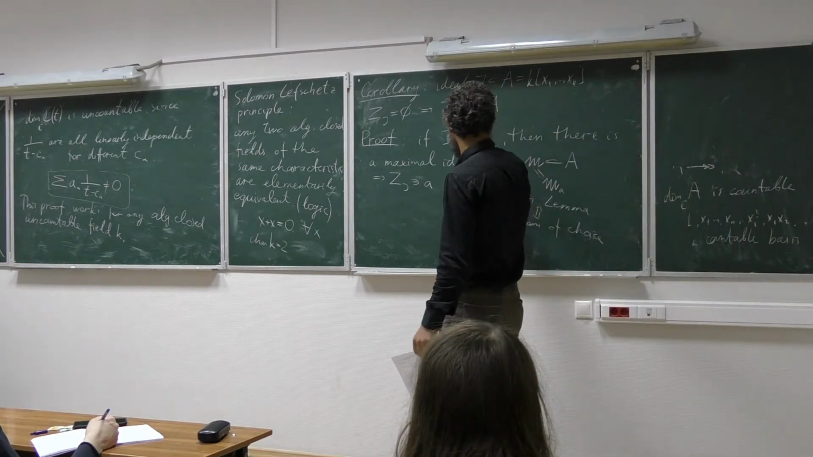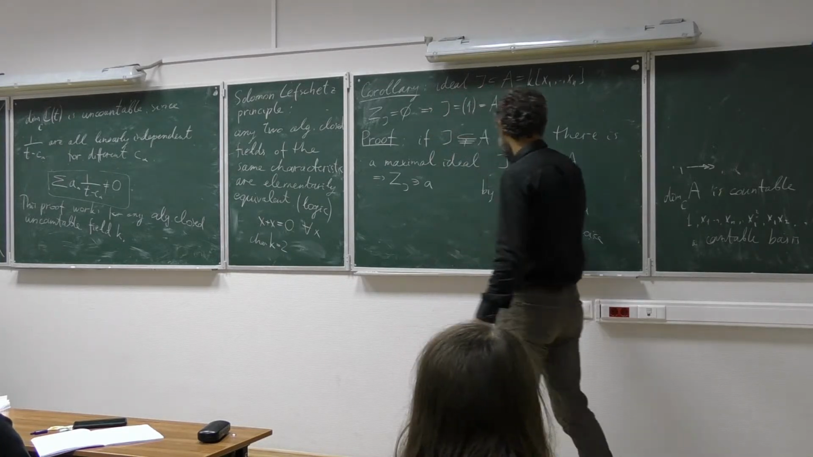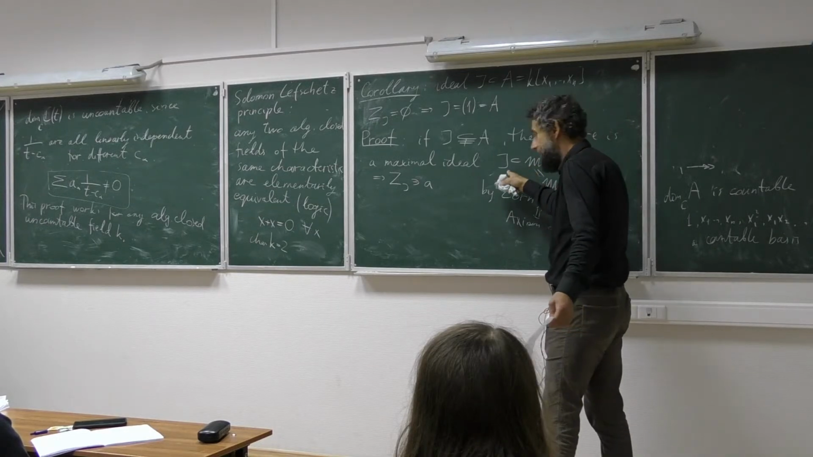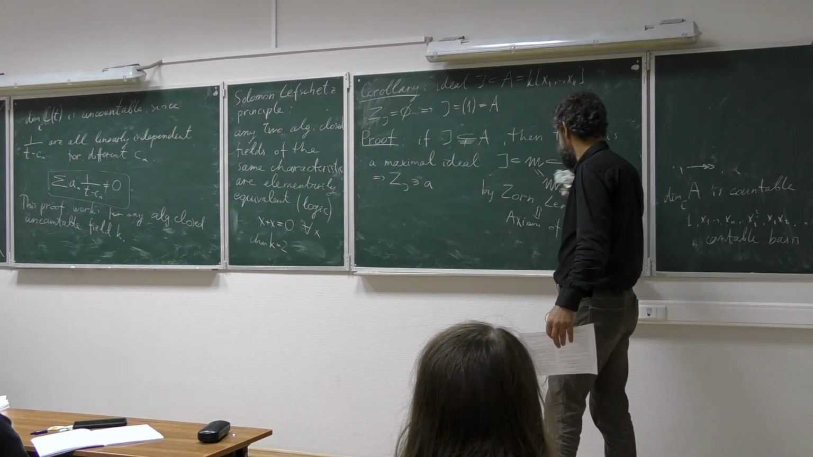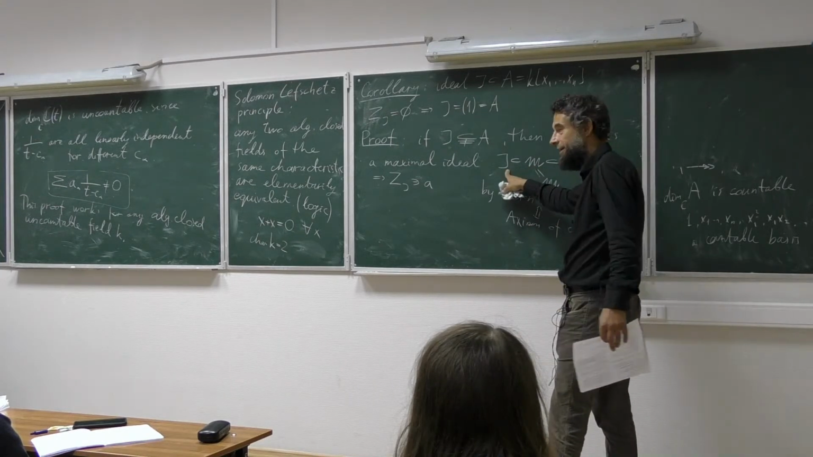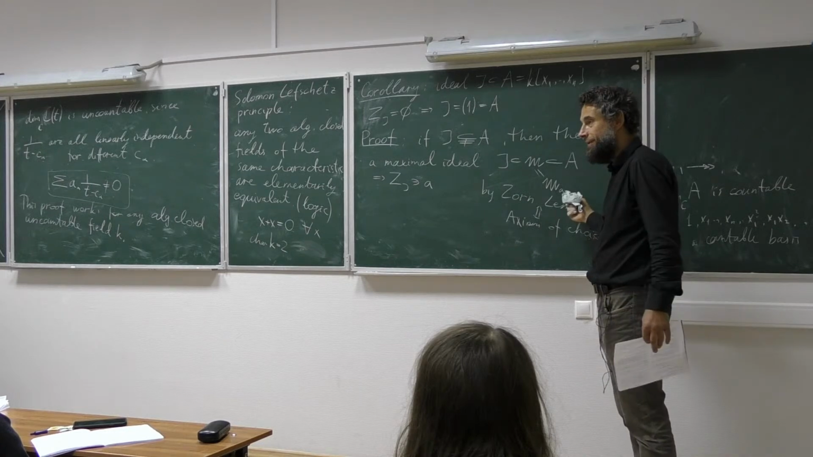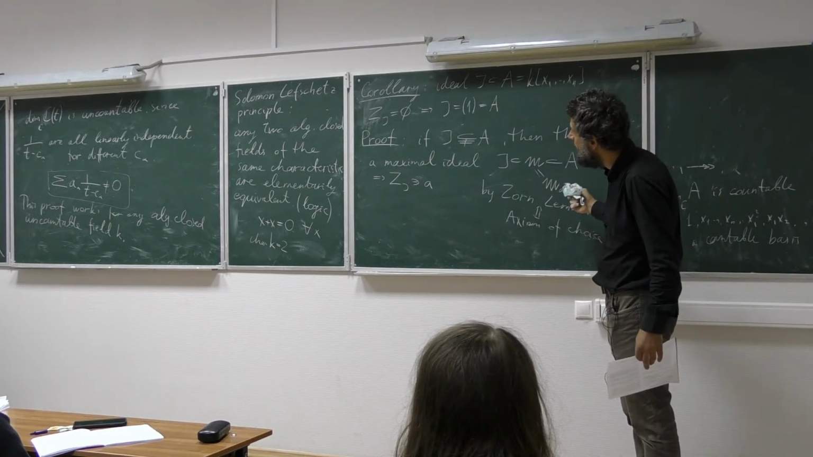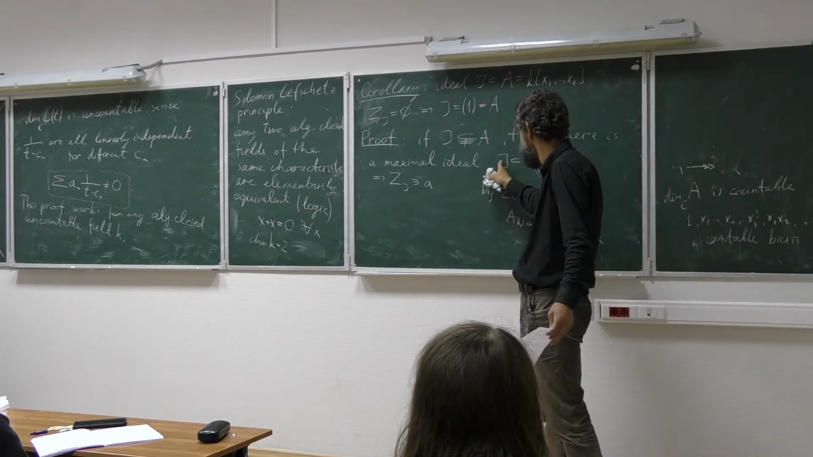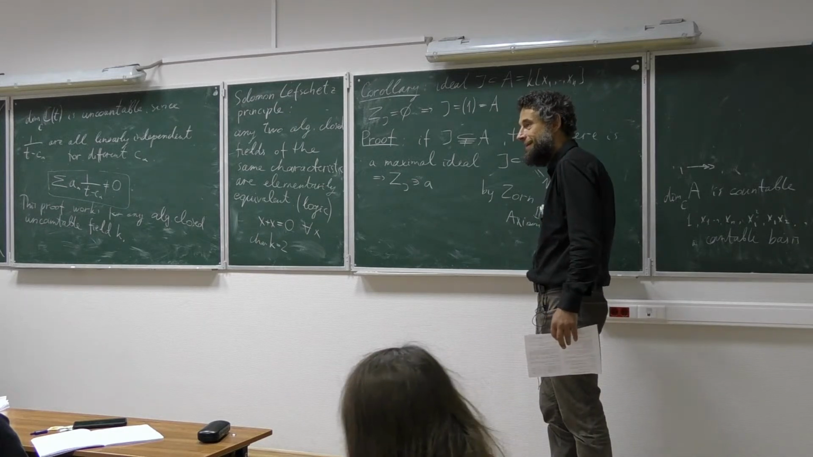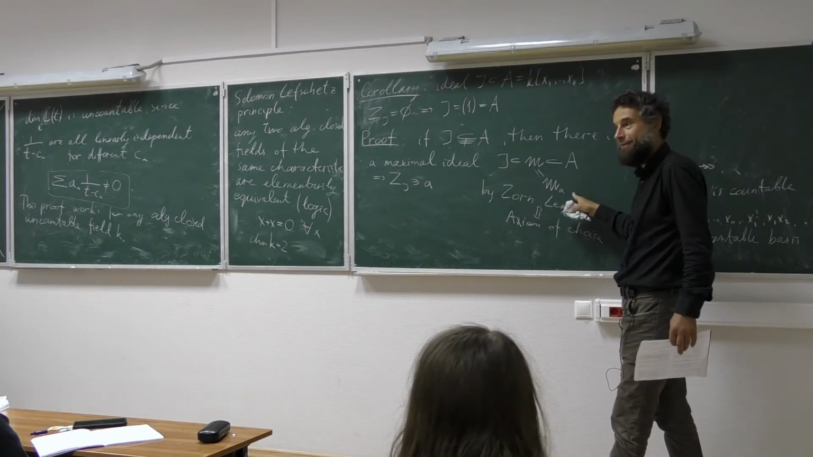I said that if my ideal is not the whole ring, then it must be contained, well, it's a proper ideal, and among the proper ideals, there are maximal ideals. So there must be some maximal ideal containing this J. But any maximal ideal does have common zeros, as we just argued in the previous part. So all the elements of this ideal do have common zeros, because they lie in this maximal ideal, whose elements all have common zeros.